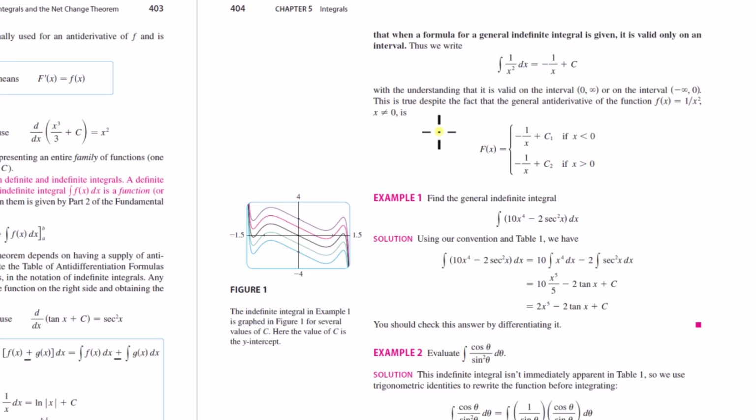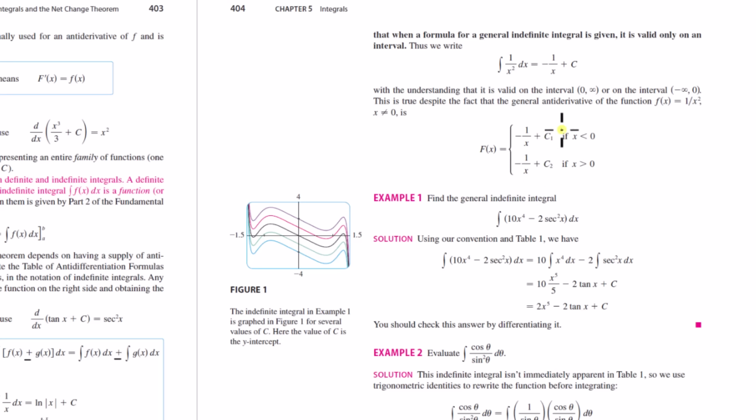And so the more technical way the textbook would write this indefinite integral is like this: if x is less than 0, you've got minus 1 over x plus c1. If x is greater than 0, you've got minus 1 over x plus another constant, c2. The c's don't have to be the same.